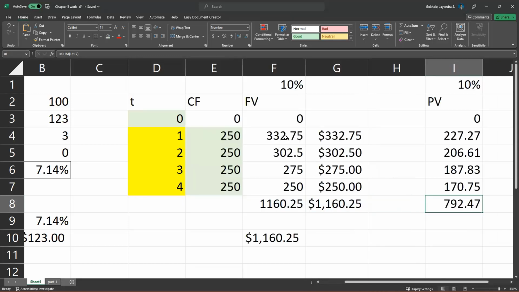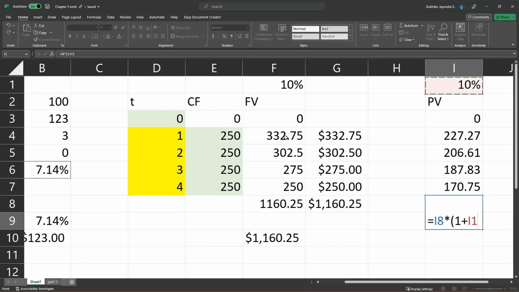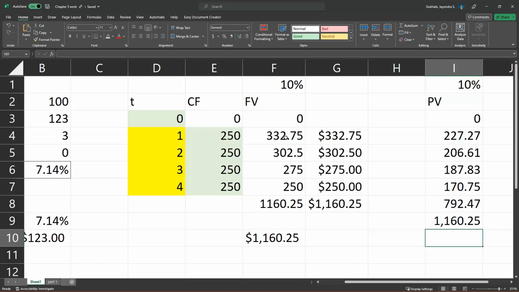Remember this, what is the 792.47? It's an equivalent value today that if I invested it for 4 years, I would get 1160.25. Now, you might say you don't believe me, right? Let's show it. Which should we use, the compounding formula or the future value function? Let's use both. Equals up arrow times parenthesis 1 plus the rate to the power of 4 will magically give us 1160.25.